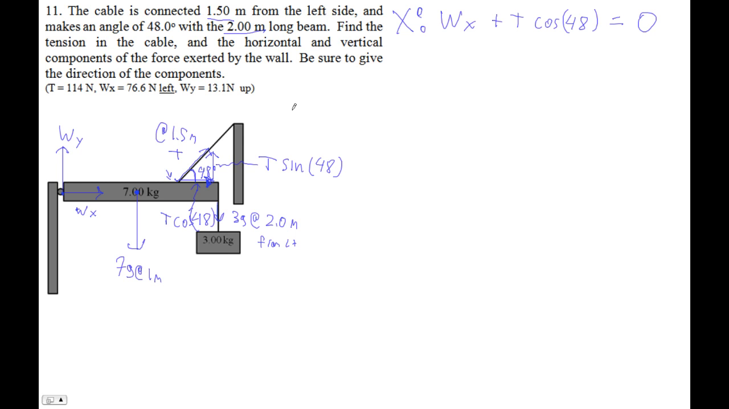Okay, and then let's set up the y direction. In the y direction, we've got the wall in the y direction, minus 7g, plus T sine 48. What else? Oh, we've got 3g, so minus 3g is 0. All right. And then let's set up our torque. Let's torque about the left side.